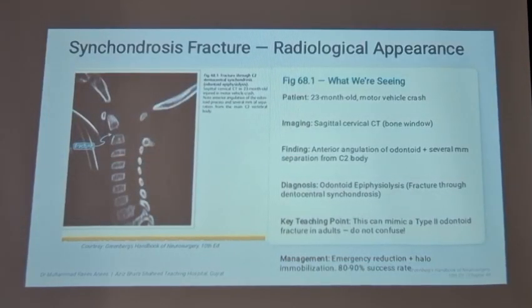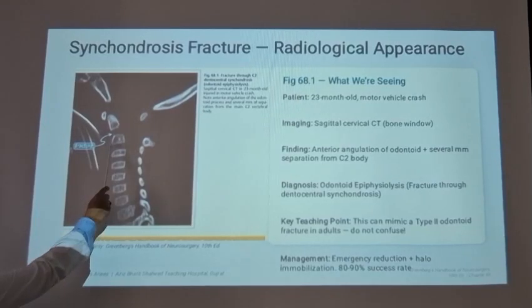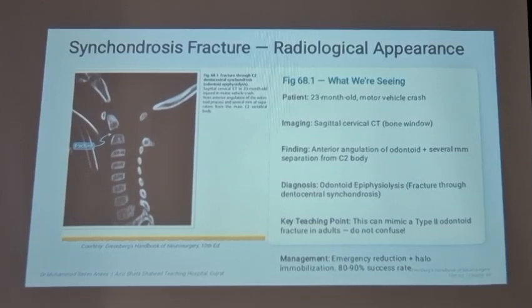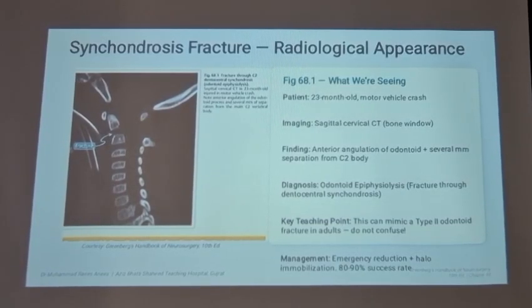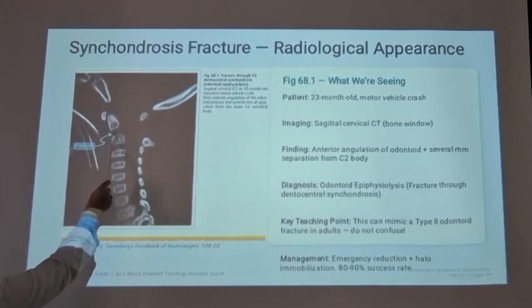Here is an example of a synchondrosis fracture's radiological appearance. You can well appreciate it here. It looks like a fracture of C2, but in reality, this is a 23-year-old male from a motor vehicle crash. Sagittal cervical CT bone window: the findings are anterior angulation of the odontoid and several millimeters of separation of the odontoid from the C2 body.